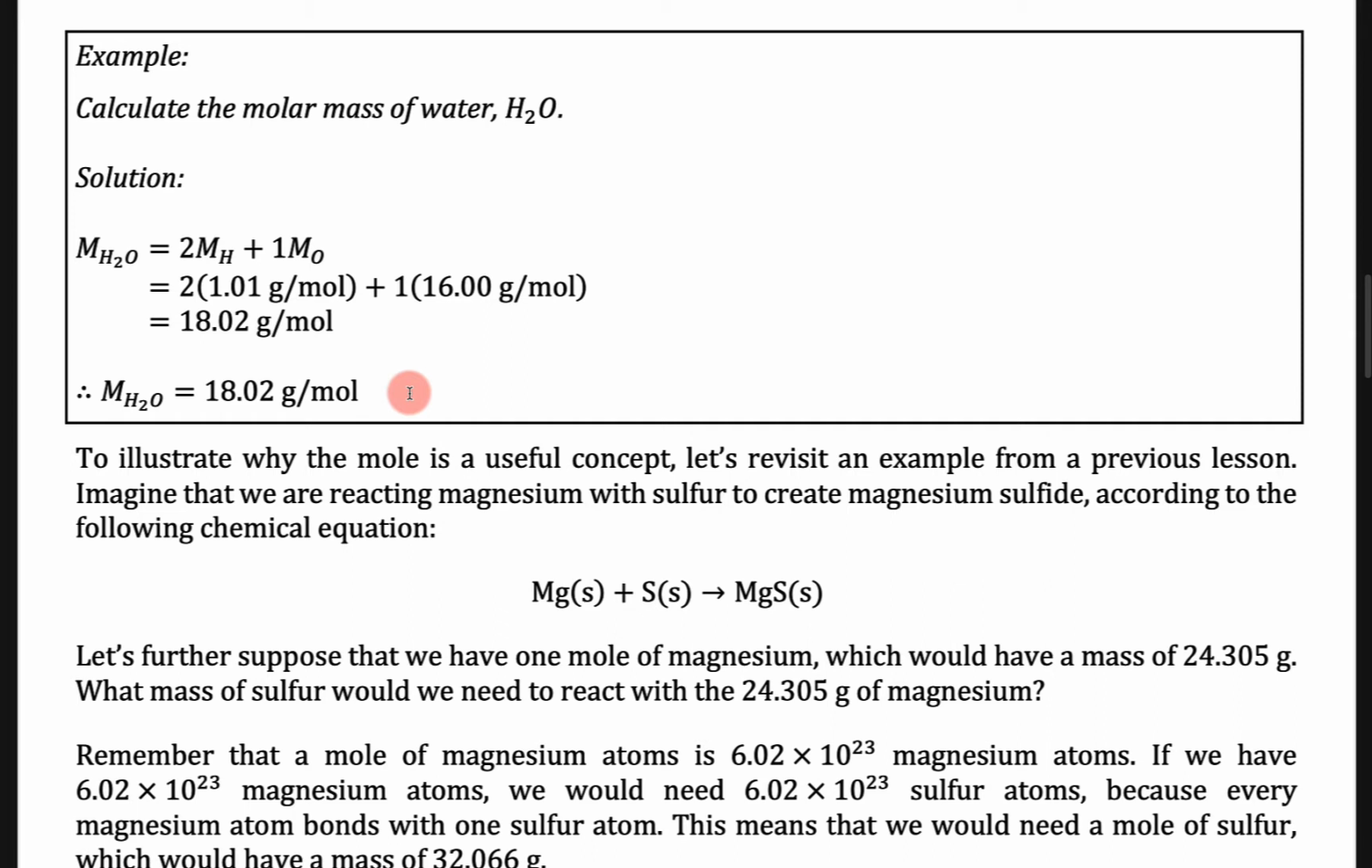So again, this means that if you had 602 hexillion water molecules, that number of water molecules would weigh 18.02 grams. 602 hexillion water molecules weighs 18.02 grams. So that's how molar mass works.